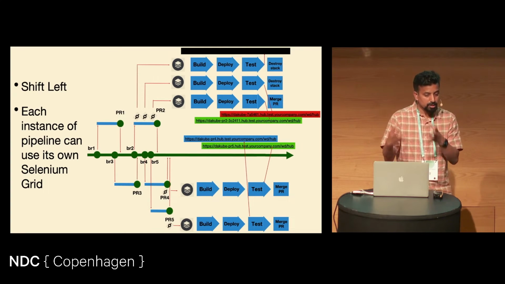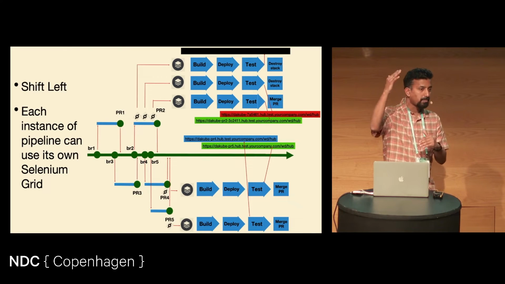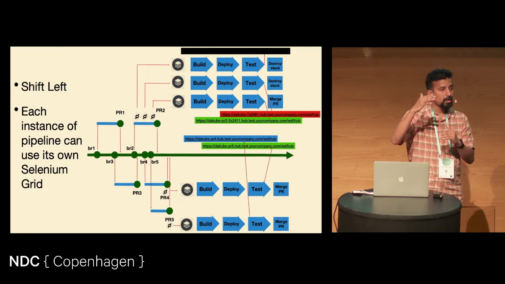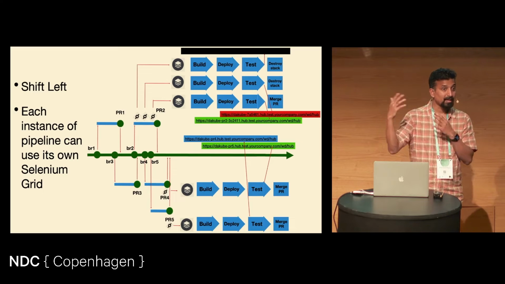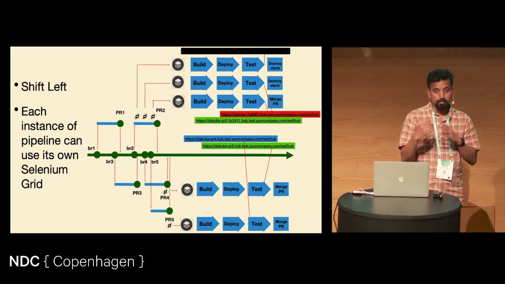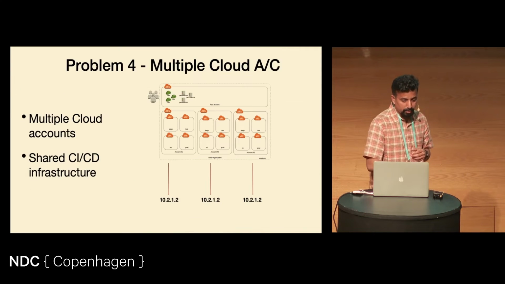So here we are talking about shift left, but even if you are not following shift left, if you have a bunch of jobs running UI automation for different projects, each job can demand, okay, give me 100 browsers, and they can run it and destroy it and give the resource back to whatever cloud provider you're using. So this is another problem we are trying to address.